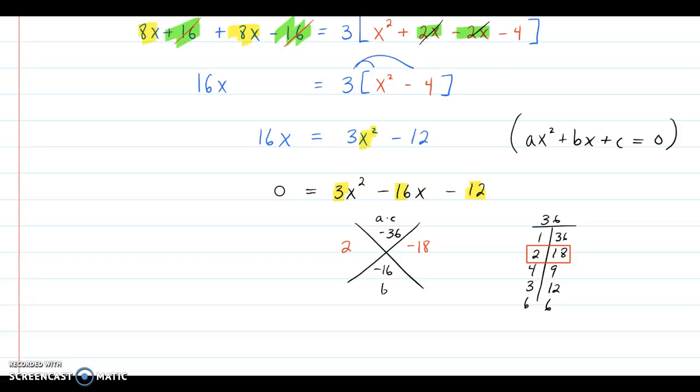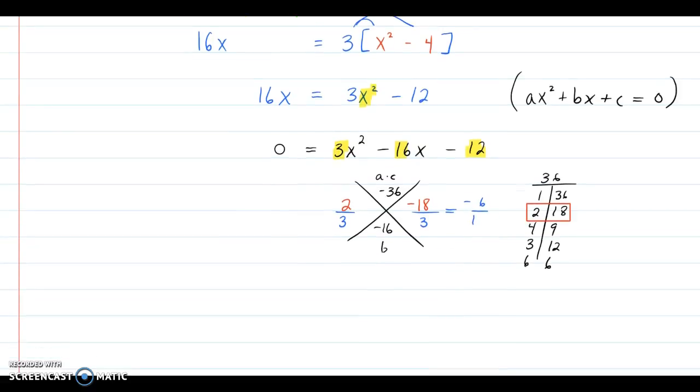Then remember we said we're going to divide by our a, and our a term here is a 3. I can go ahead and reduce this. If I divide by 3, this reduces to negative 6 over 1. And so we go into our factors here. The first factor is going to turn into 3x plus 2. The second factor will turn into 1x minus 6 equals 0.